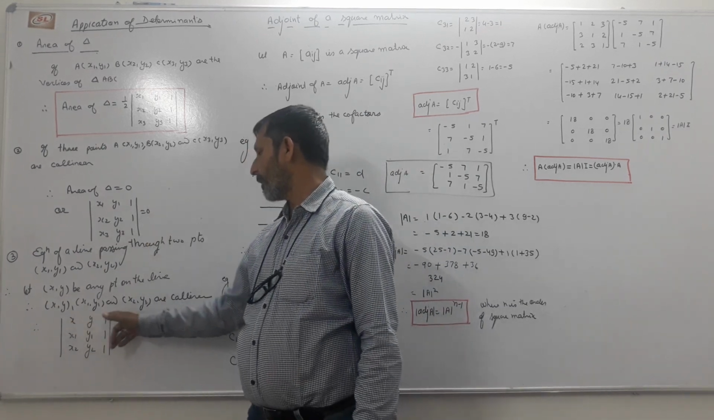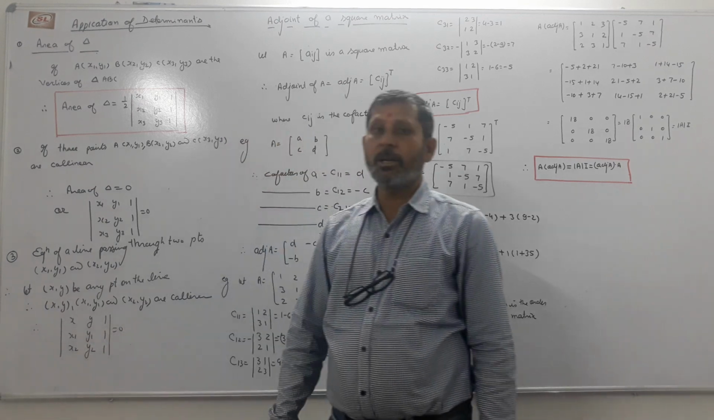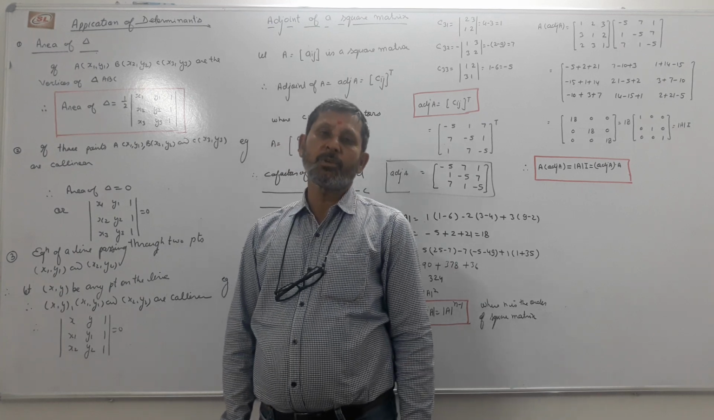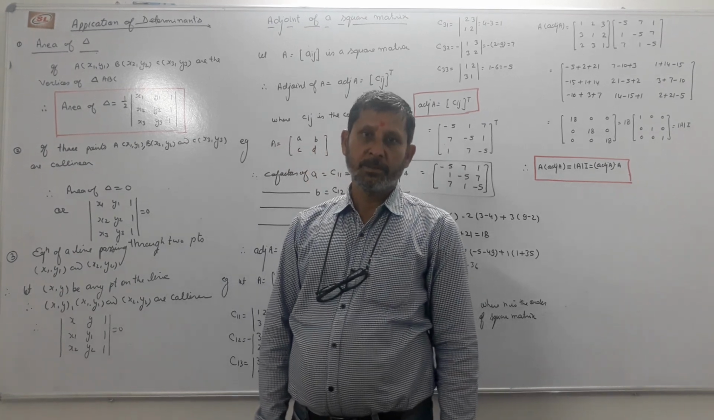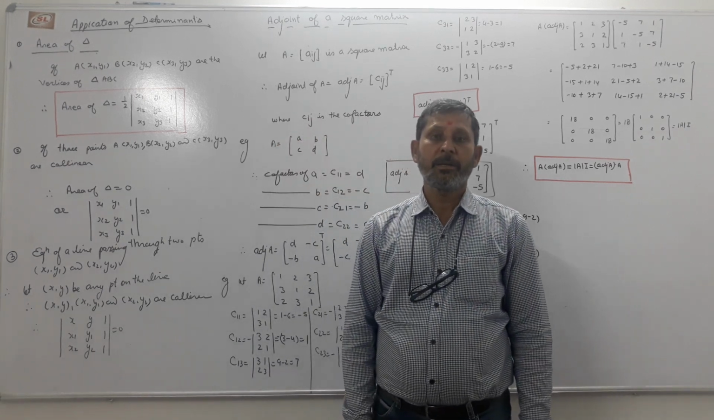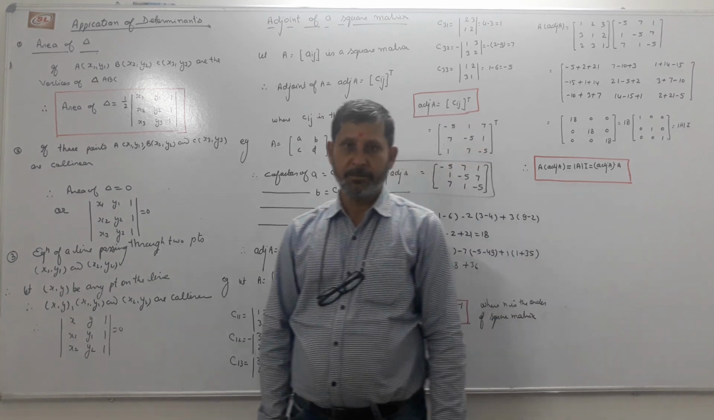Therefore the determinant with rows x y 1, x1 y1 1, x2 y2 1 equals 0. We expand this determinant, then we get the equation of the straight line. These are the uses of the determinant in other subjects, other topics like the straight line.